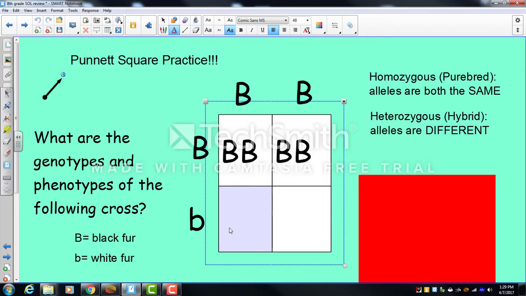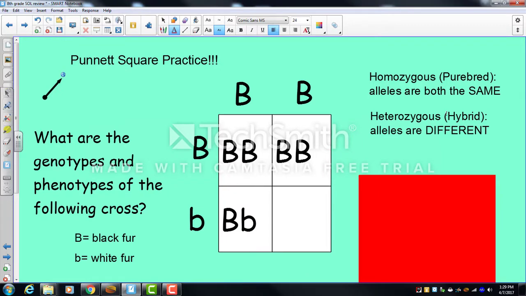I'll pause for answers. What's the genotype in this box? If you said big B, little b, you are right. Mom contributes the capital B. Dad contributes the lowercase b. That is heterozygous. Black, still black fur, but heterozygous.